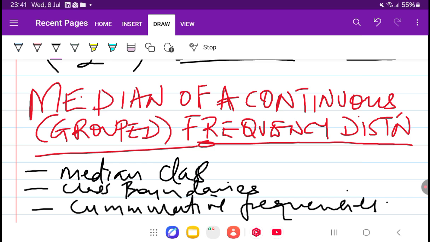Of course, we are now in the part of some of the examinable questions. That's why we have to understand some of these things. So let's look at the formula for computing the median from a grouped frequency distribution.